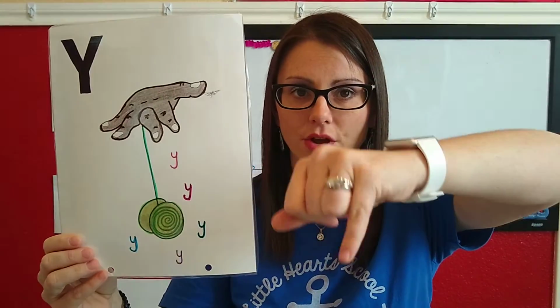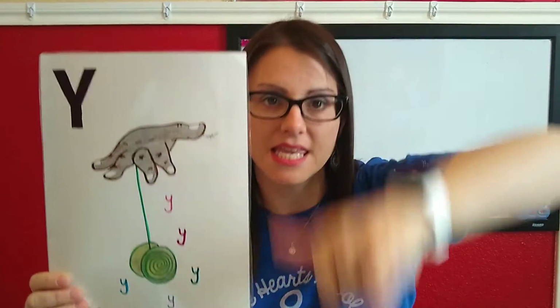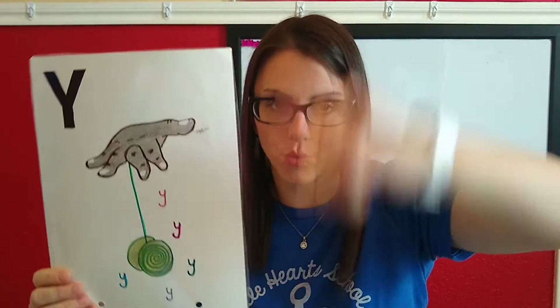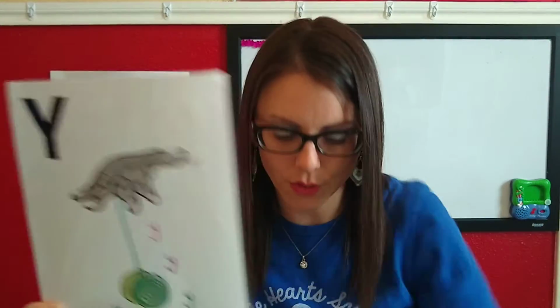Here's our letter Y, and it's got a yo-yo. So we're going to pretend we have a yo-yo in our hands. This is the hand sign for Y. And I'm going to do ya, ya, yo-yo. Again, ya, ya, yo-yo.